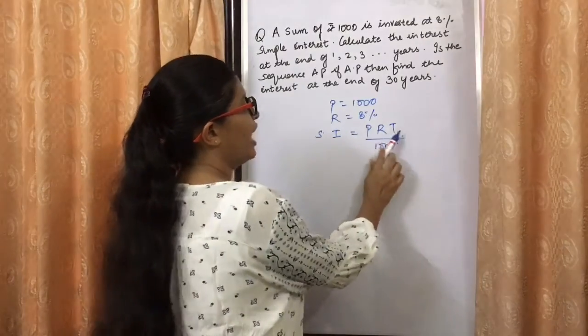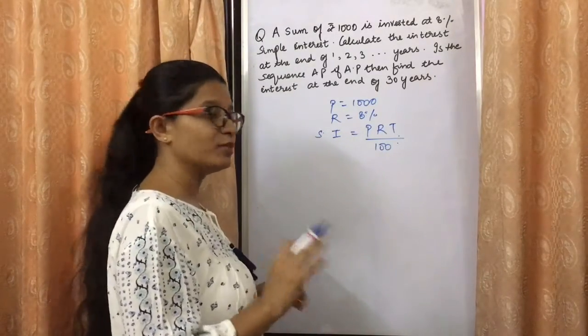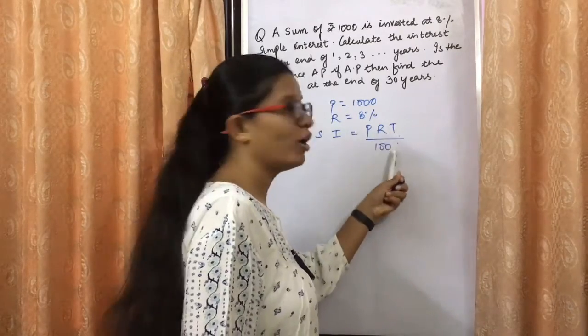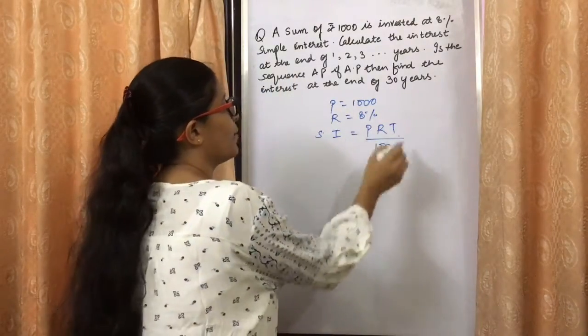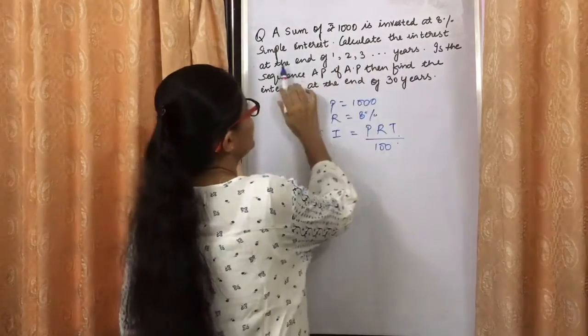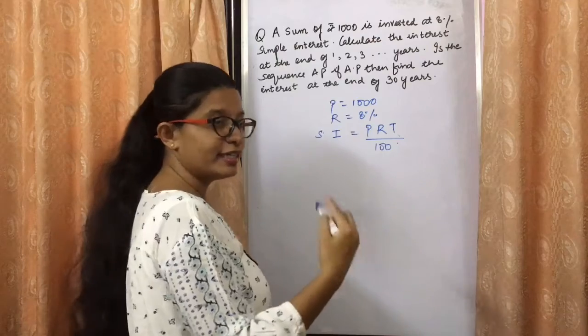PRT upon 100, which we have already studied in lower classes: the formula for simple interest is principal into rate into time upon 100. This is the amount of simple interest we are going to get. Now we will calculate the interest at the end of first year, second year and third year.